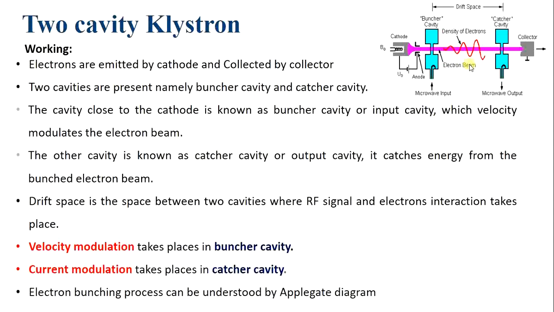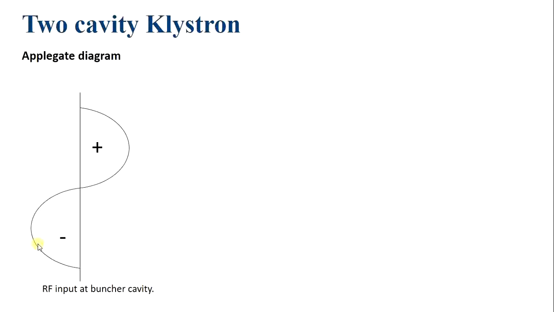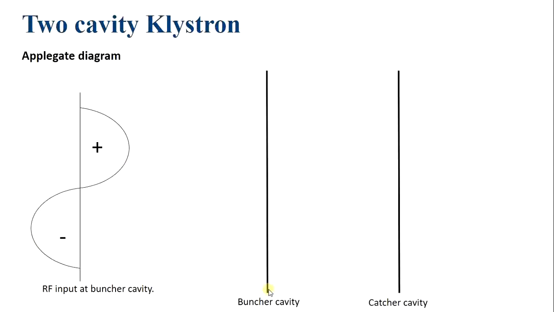The electron bunching process can be understood well with the Applegate diagram. So let's see the Applegate diagram. Consider this is the RF input at the buncher cavity. This is the positive cycle of the RF input signal, and this is the negative cycle of the RF input signal. This is the signal which is available at the buncher cavity for amplification purposes. So let's consider this is the buncher cavity and this is the catcher cavity.